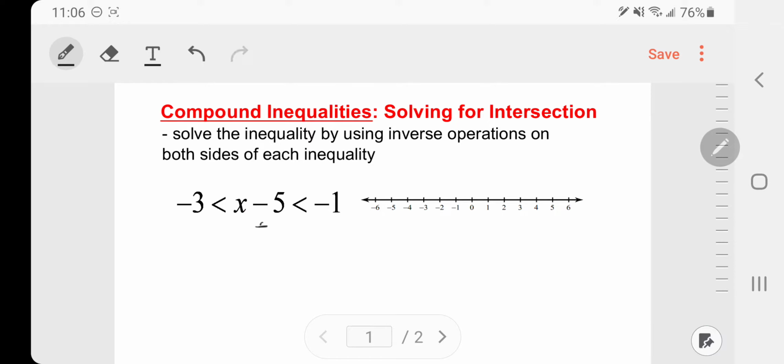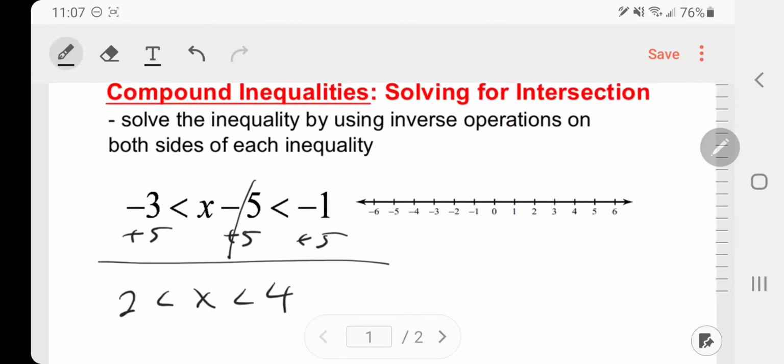So what I could do here is I could add 5 to all parts of the inequality to get rid of the minus 5 in the middle. So we get 2, an x, and then a positive 4. Okay, what this is saying is that x is greater than 2 and x is less than 4.